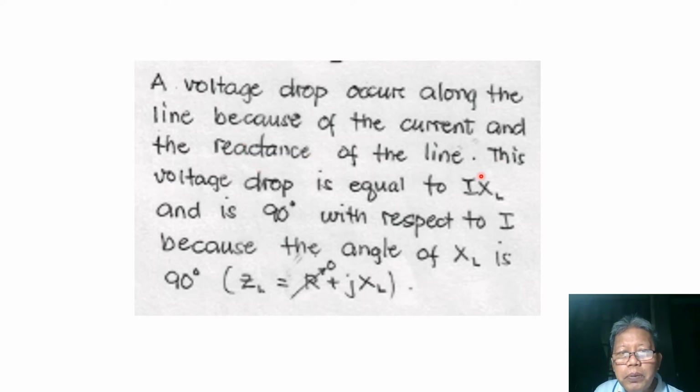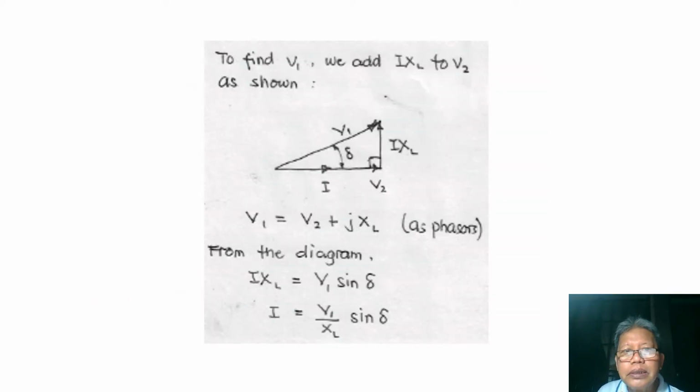Now, a voltage drop occurs along the transmission line because of the current and the reactance of the line. This voltage drop is equal to I times XL and is 90 degrees with respect to the direction of I, because the angle of XL is 90 degrees. If we consider that ZL is equal to R plus jXL, now with R equal to 0 or being neglected, our ZL is just equal to jXL. So j here will bear an angle of 90 degrees. So that's why our XL will have an angle of 90 degrees.